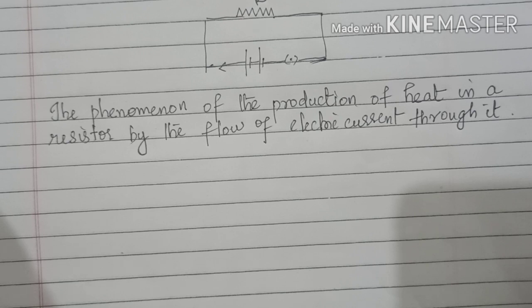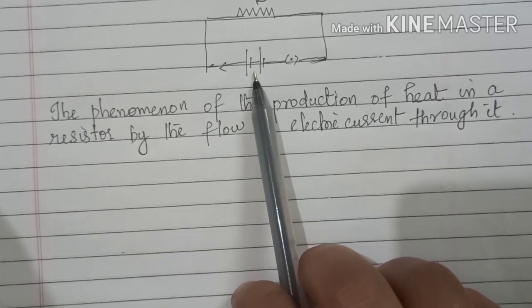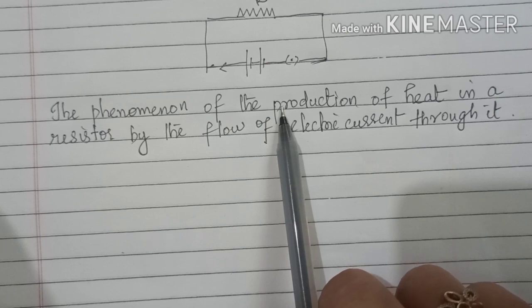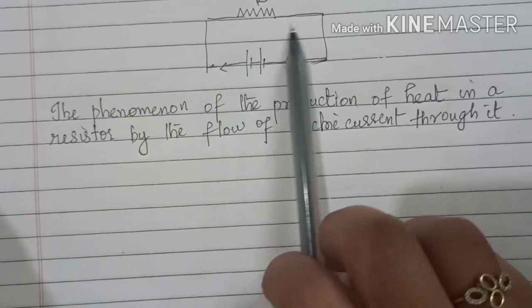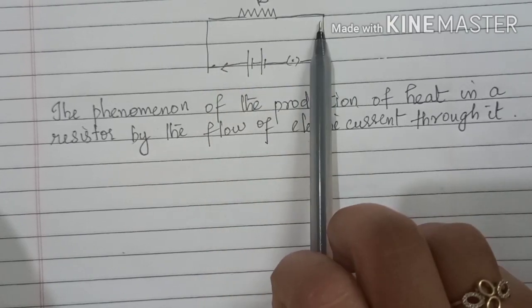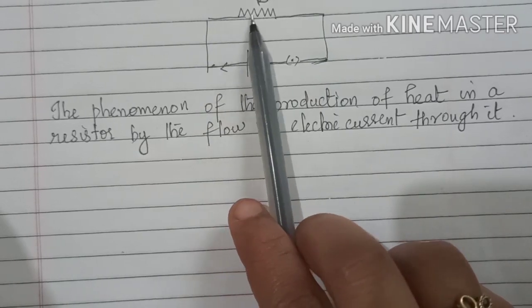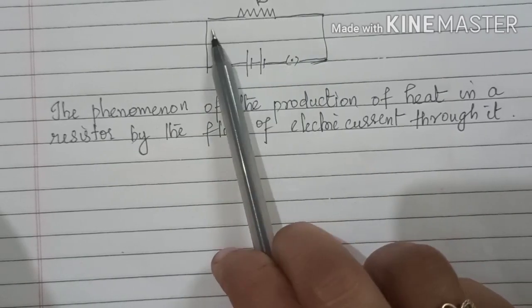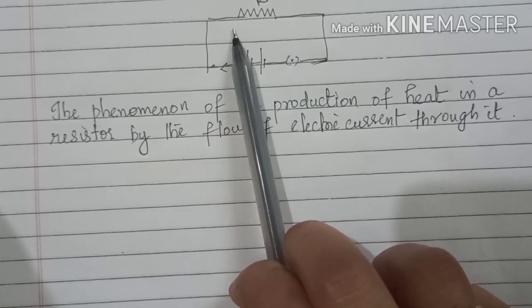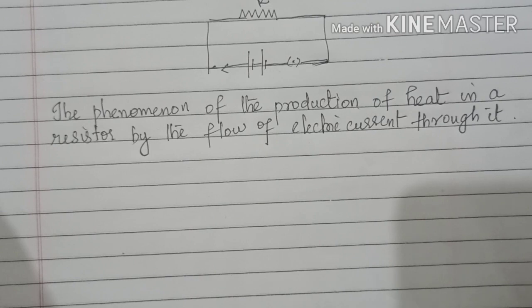Now what is the cause of heating effect? Here when we are applying a battery across this resistor, actually we are providing potential difference across the ends of the conductor. Clear? Then what will happen when the potential difference is applied across the conductor? The free electrons get accelerated in the opposite direction of the applied field, as you know that.